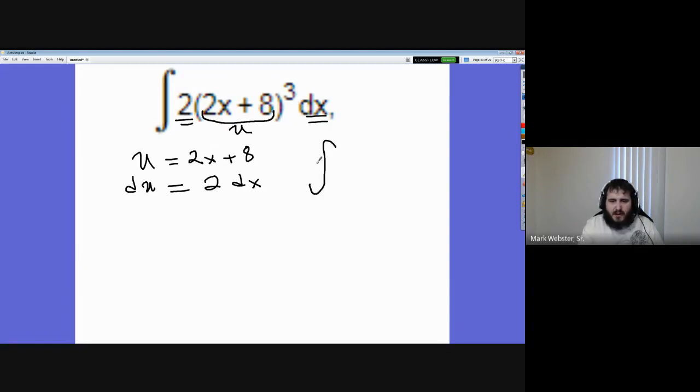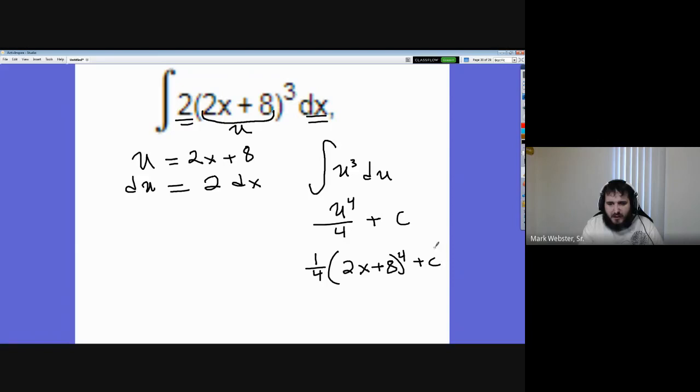So let me take all these things and cache them in. U cubed, and then this 2 dx turns into our du. Look how much easier this is to integrate than this. Well, let me do that. U to the 4th over 4 plus c. And now all I have to do is, well, what's u? It's 2x plus 8. So let me just do that. Bring it back to where it was. And that is my final answer.